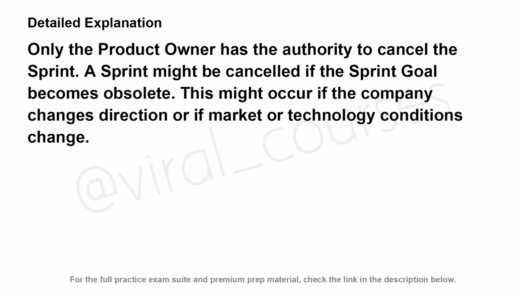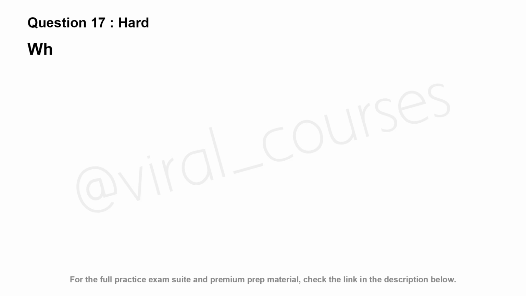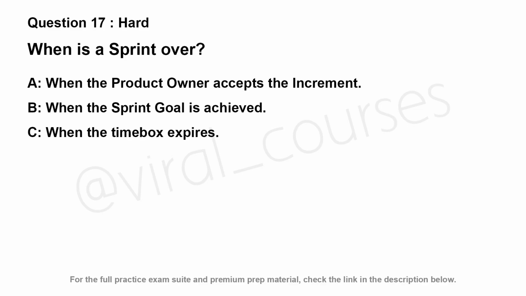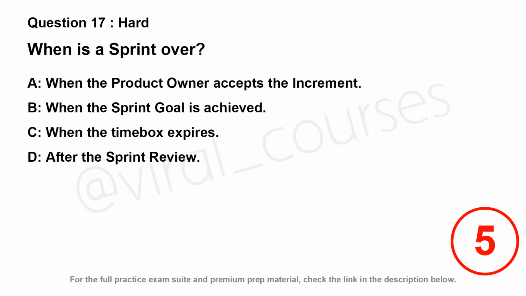When is a sprint over? Option A. When the product owner accepts the increment. Option B. When the sprint goal is achieved. Option C. When the time box expires. Option D. After the sprint review.